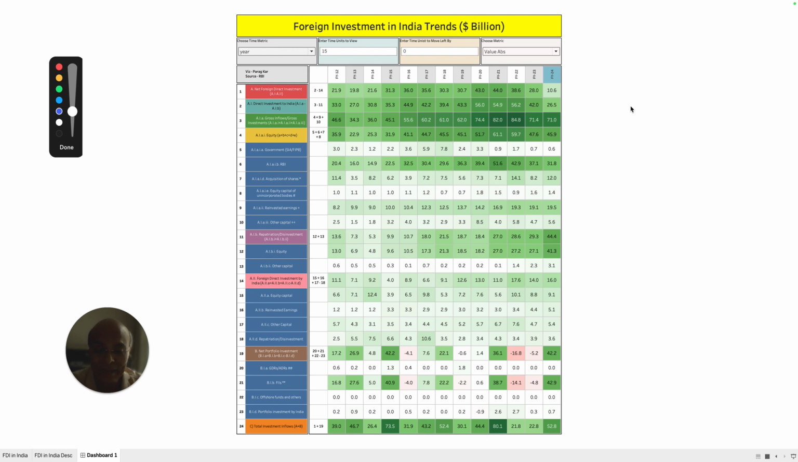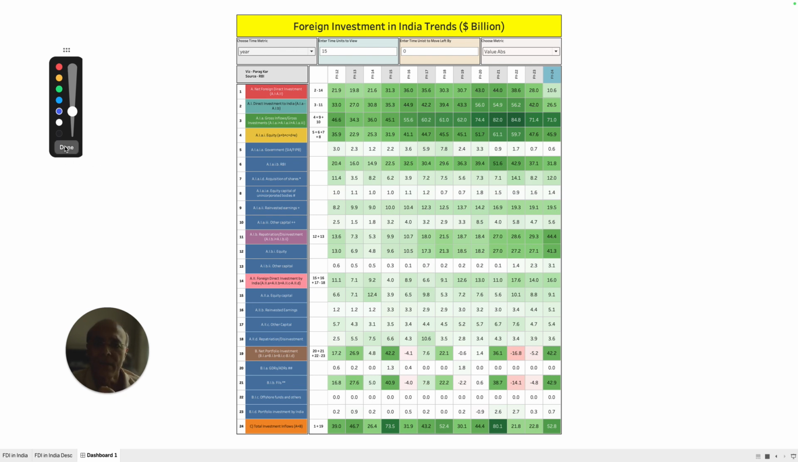So the main reason why the net foreign direct investment in India number has gone so low is because the foreign investors are taking money out of the country at a higher rate compared to what they did in the earlier years. So that's the story which is very clearly coming out from this analysis.